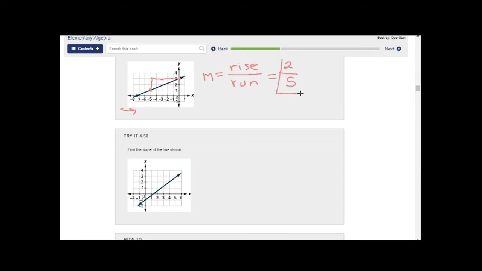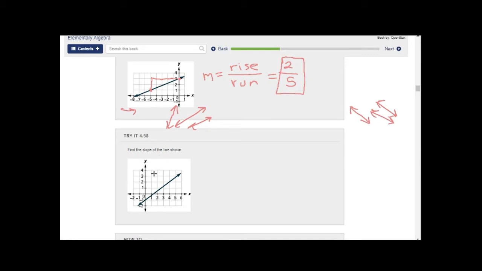2/5 is the slope. Now, does that make sense from what you know about positive and negative slope, that we got a positive slope? It should, because remember, positive slopes go uphill from left to right. They all go this direction. Negative slopes, on the other hand, go downhill as you go from left to right. Okay, so we got a positive, and that's what we should expect.